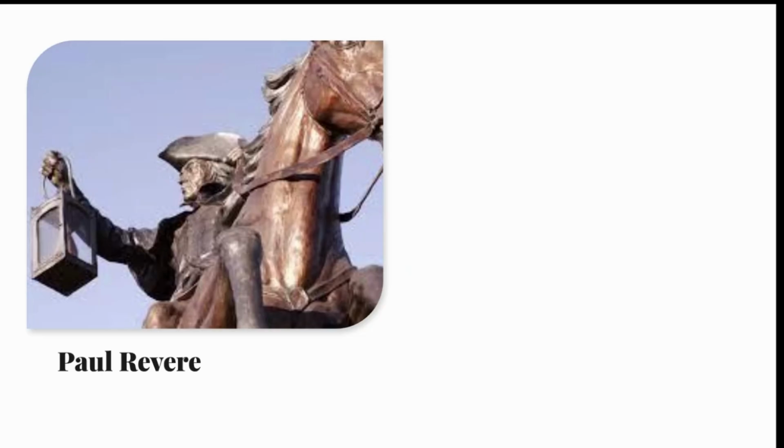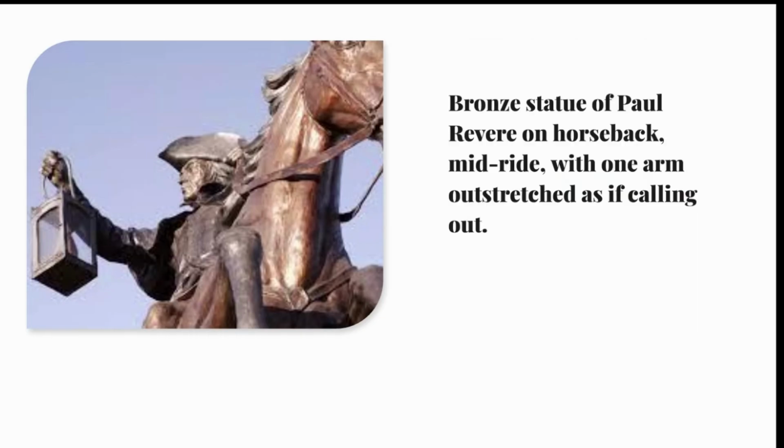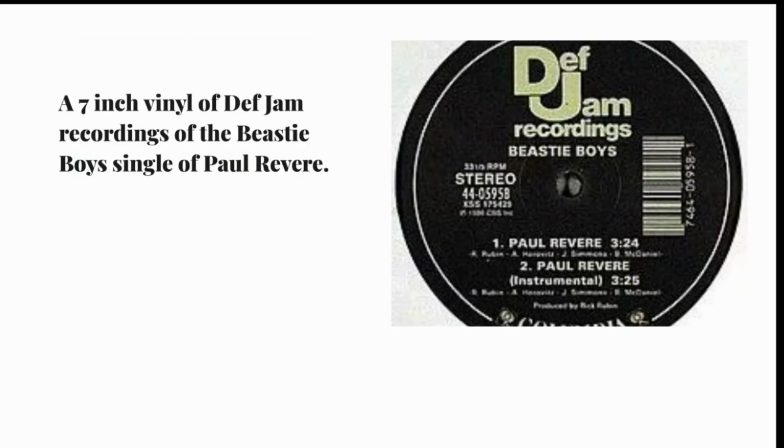I have Paul Revere. This is a statue of Paul Revere. Or this is Paul Revere and this is Paul Revere. Both very different. So this Paul Revere is the bronze statue, and I'm going to describe what he's doing a little bit. If it was a wide angle picture, I might describe that it's in a park. Again, it's that context. And then this one, it's the 7-inch single from Beastie Boys, Paul Revere album.